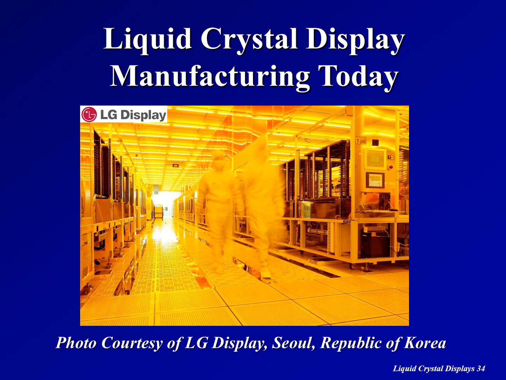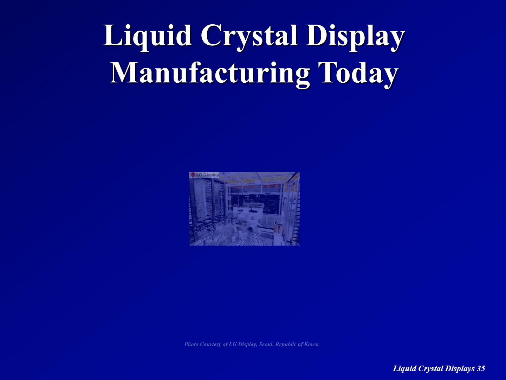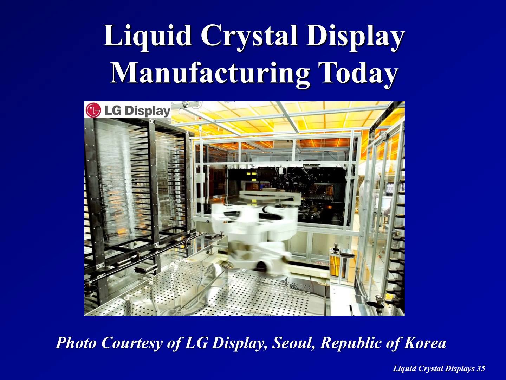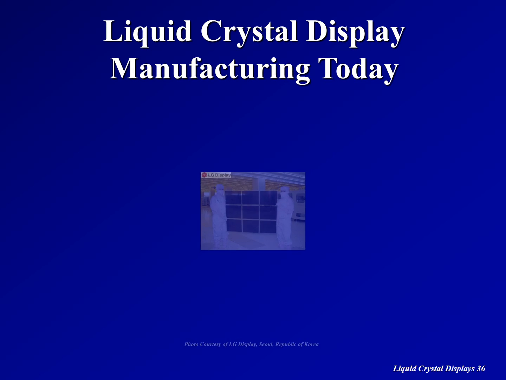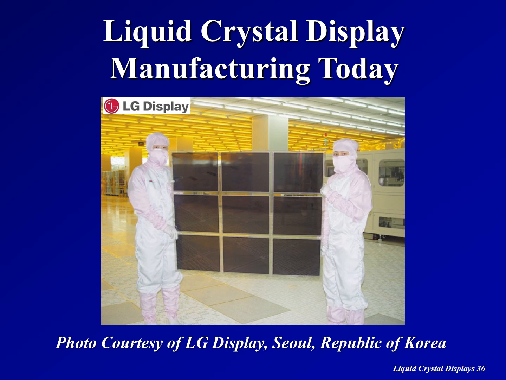This is a photo of a clean room at the LG Display LCD manufacturing facility in Korea. The automated movement of large display glass for LCD manufacturing is shown in this photo from the LG Display LCD manufacturing facility in Korea. This photo from the LG Display LCD manufacturing facility in Korea shows an image of a large plate of glass with 9 patterned sections, each of which will be used to form a single display.